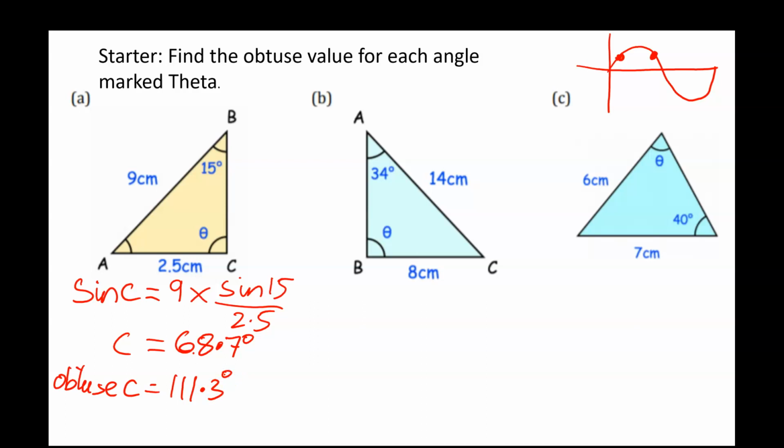It's called the ambiguous case of the sine rule. Okay, you won't be asked for the ambiguous case, but it will say find the obtuse value. So we need to do the same for all of them.